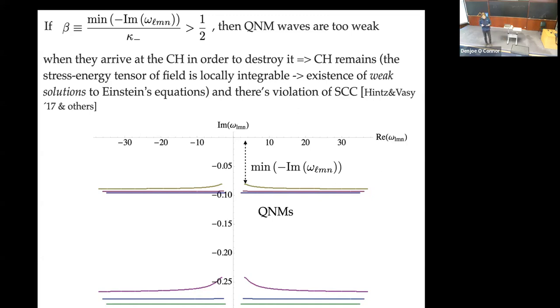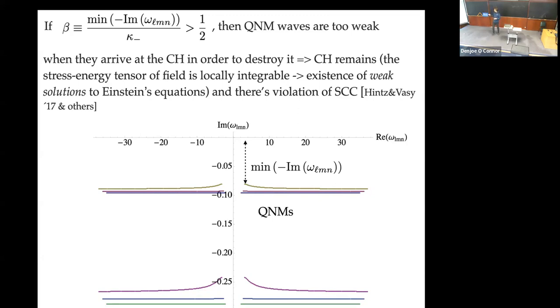What do I mean mathematically? What I mean is that the stress energy tensor for the field is locally integrable, and so there exist weak solutions to Einstein equations, which is what mathematicians care about. They care about weak solutions, integrating the Einstein equations against some test function.